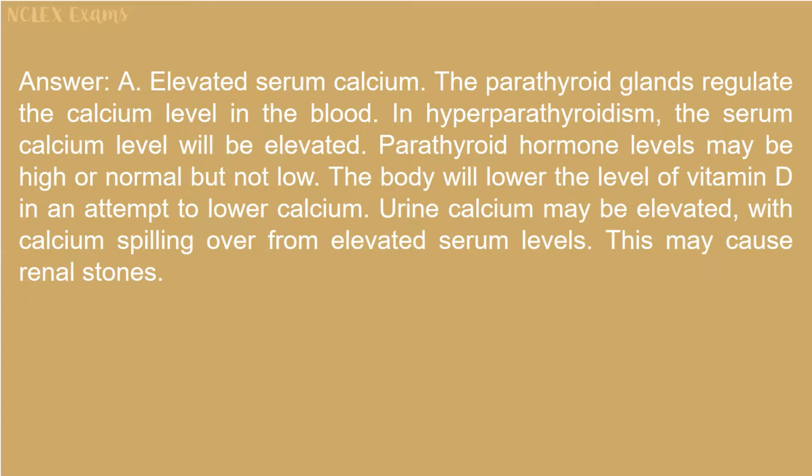Answer: A. Elevated serum calcium. The parathyroid glands regulate the calcium level in the blood. In hyperparathyroidism, the serum calcium level will be elevated. Parathyroid hormone levels may be high or normal but not low. The body will lower the level of vitamin D in an attempt to lower calcium. Urine calcium may be elevated, with calcium spilling over from elevated serum levels. This may cause renal stones.